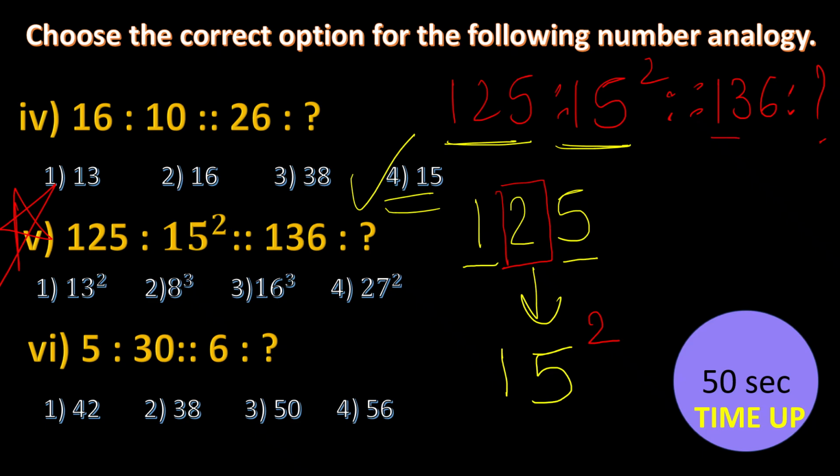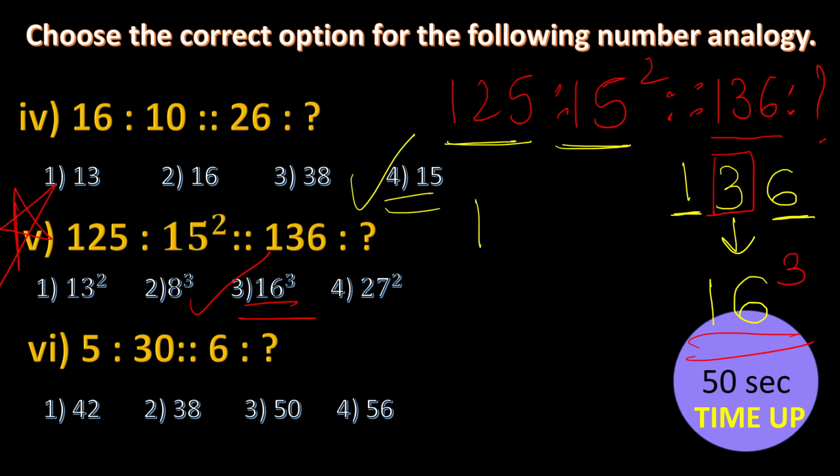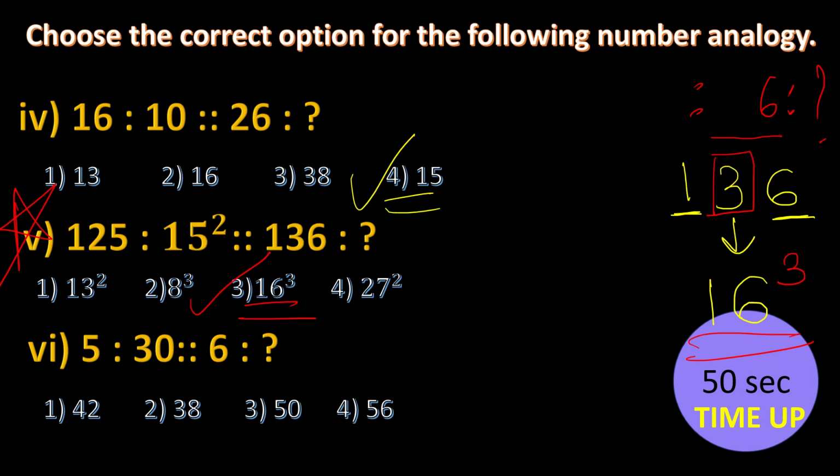Same thing you need to do for 136. So 136 is there. First and the last digit of a number you will write as it is. That is 16. And then whatever middle number is there, that becomes the power of that number. So it will be 16 cubed. So correct answer is what? Third one, 16 cube. Next one. 5 is to 30 is there. 6 is to what?